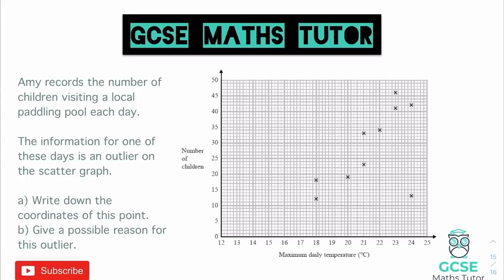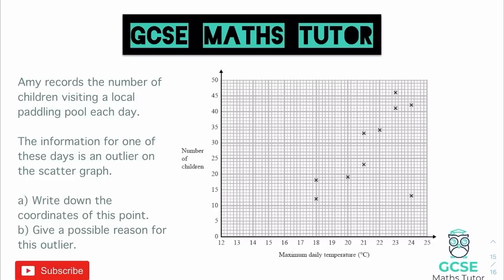Okay, so looking at an outlier. Now an outlier can kind of appear anywhere, but we tend to look at it when it comes up on scatter graphs. So it says here, Amy records the number of children visiting a local paddling pool each day. The information for one of these days is an outlier on the scatter graph. Now hopefully when you look at it, you can see which one the outlier is. It's one that lies outside of the usual trend of points.